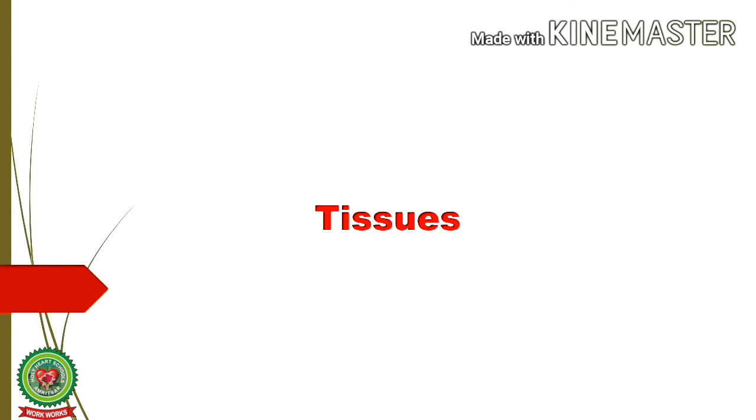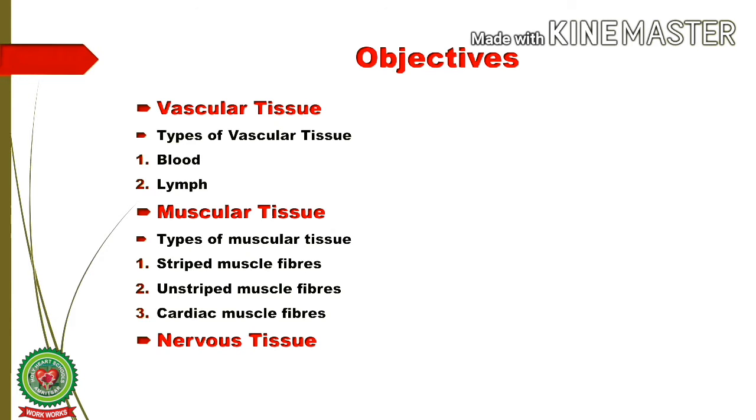Hello everyone, this video is in continuity with the previous video of chapter tissues. In that video we have discussed connective tissue proper, skeletal tissue and types of skeletal tissue, that is cartilage and bone. Now in this video the learning objectives will be vascular tissue, types of vascular tissue, that is blood and lymph.